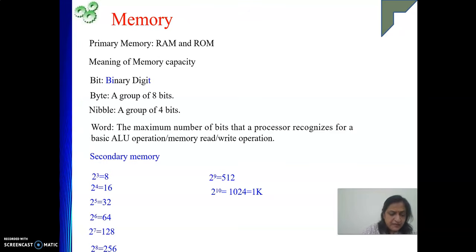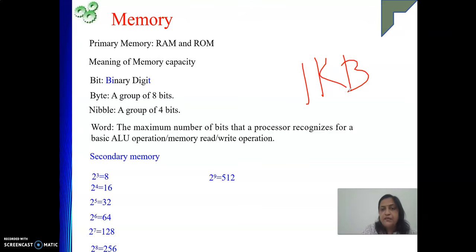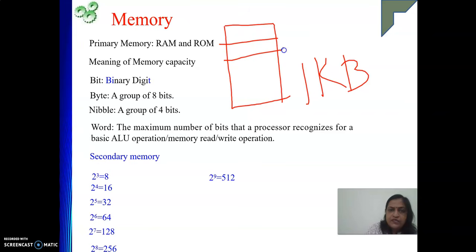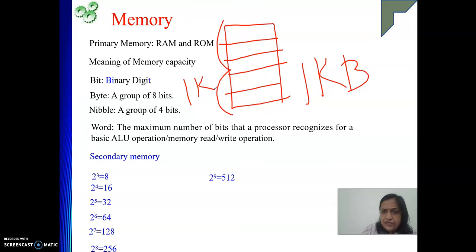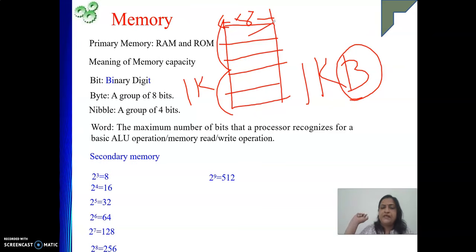Because we used to say that memory capacity is 1 KB. What does it mean? Memory capacity is 1 KB. That means your memory chip has 1K number of locations. And each location can hold 1 byte of information. What is a byte? Byte is 8 bits. So one location can hold 8 bits. So together how many bits is it storing? 1K into 8. That many number of bits it is storing.